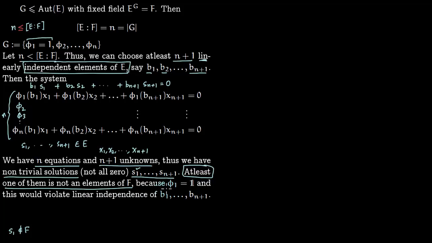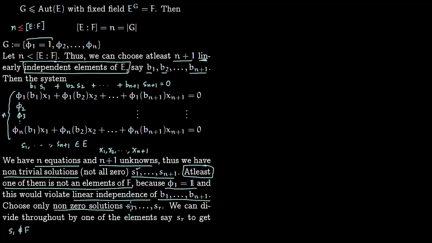Because this phi1 is just the identity map, this would violate the linear independence of elements b1 to bn plus 1. So not all these solutions are 0, but some of them could be 0. We now choose non-zero solutions s1 to sr, and this r is minimal. Out of all solutions, you choose the minimal number of non-zero solutions. So our contradiction is that we will do something to get a set of solutions smaller than r later on, which will give a contradiction. This is where the contradiction is going to arise.